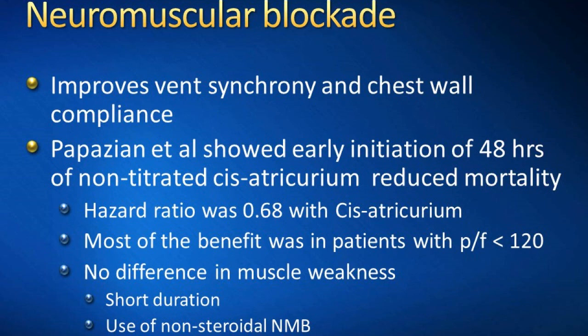Okay? And then the one that they used in the trials was cisatracurium. And that's a non-steroidal based one, and that one caused a little bit less muscle weakness than some of the other steroid-based ones like vecuronium or rocuronium, but it's also pretty expensive. So once again, 48 hours was kind of the maximum time. All right, any questions about that? All right.